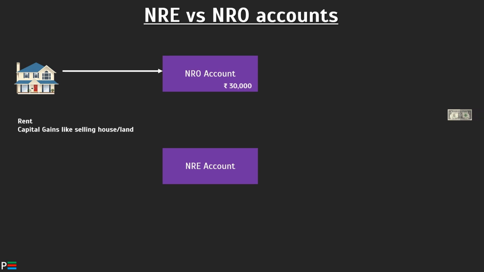The second primary difference is the tax component. You have to pay tax for an NRO account and you don't have to pay any tax for an NRE account. For instance, if the capital in my account, that is both NRE and NRO account, is generating interest, then I don't have to pay tax to the Indian government for the interest earned on an NRE account, but I have to pay tax on an NRO account.